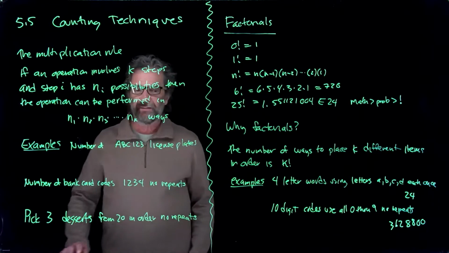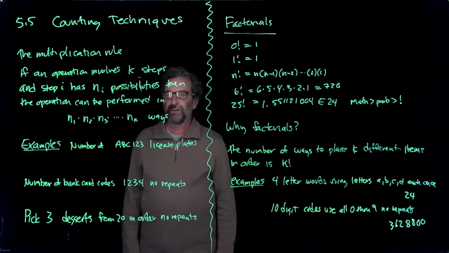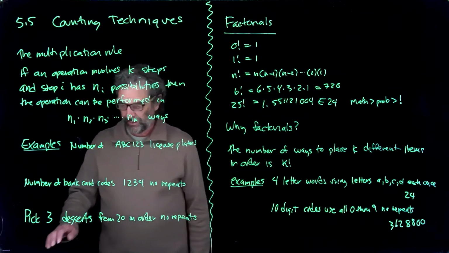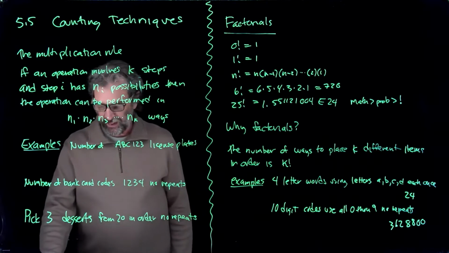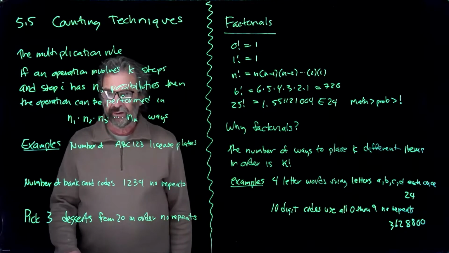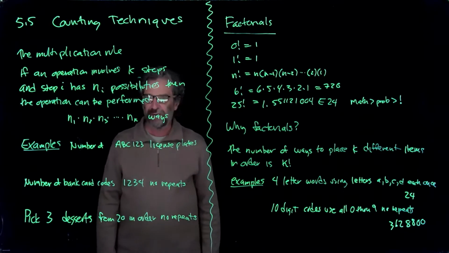So we're going to spend a little bit of time figuring out how to count things. We need to know how to count how many equally likely outcomes there are sometimes. And so we'll have to look at some strategies for counting.